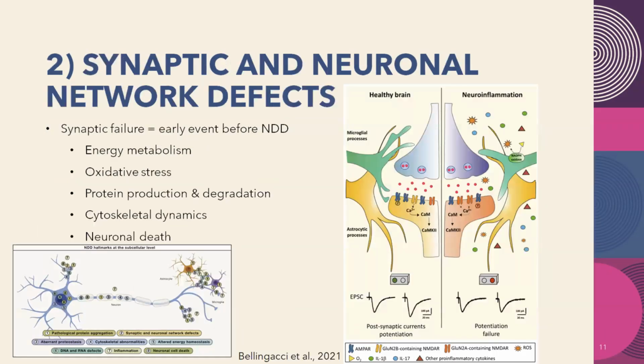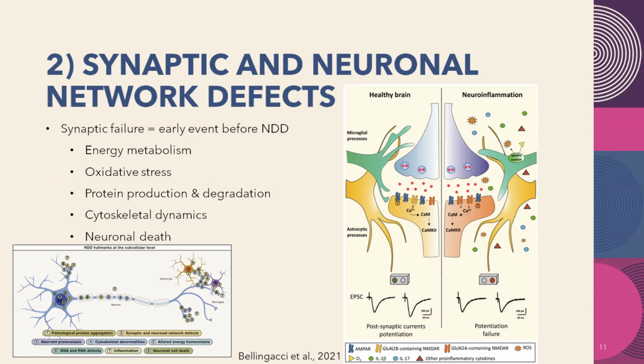Okay, so our second one is synaptic and neuronal network defects. I like to think of this as, remember that really big and convoluted chart that Laura put up? This is like the end stage of that. So everything that happens with the aggregation and oligomerization, and all those defects in the chaperones, this is generally what you end up with.